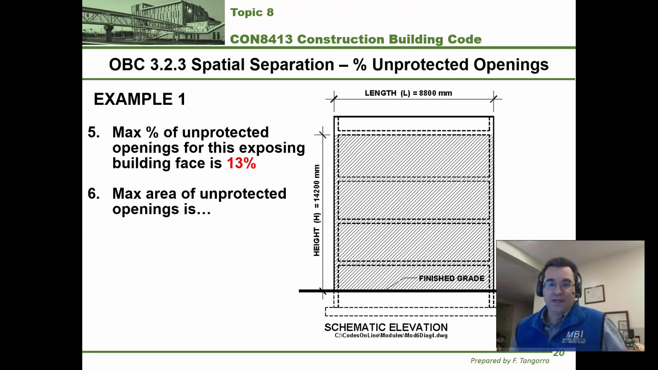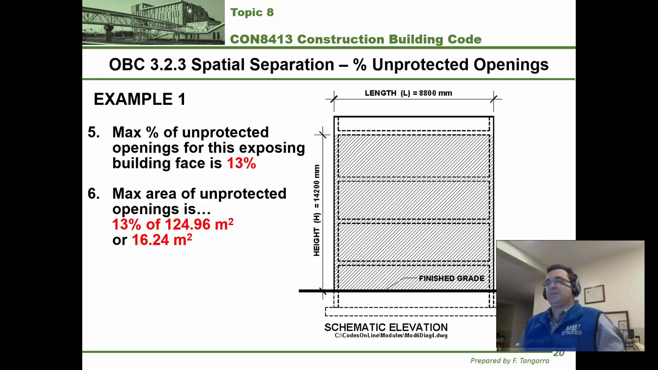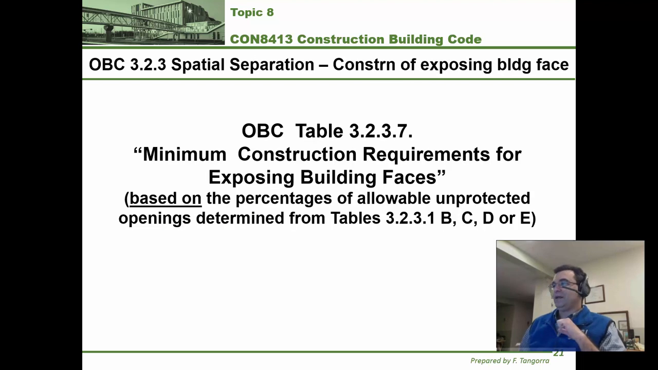So the maximum area that's allowed to be unprotected, how do we figure that out? We know the whole area. We know the percentage. How do we figure out the max unprotected area? We multiply the percentage by the area. So 13% of 124.96 square meters is 16.24 square meters. This is a good place for me to tell you what could be a possible mistake. Sometimes if you're rushing, and you never must rush in this course, you might multiply 13% by 150 square meters, which is the row you used. No, you want the actual area, okay? All right, so now that we know how much area is allowed to be unprotected, then we go to the second table we learned about, 3.2.3.7, introduced in part one of the video, which basically tells you the minimum construction requirement for that exposed face, okay?